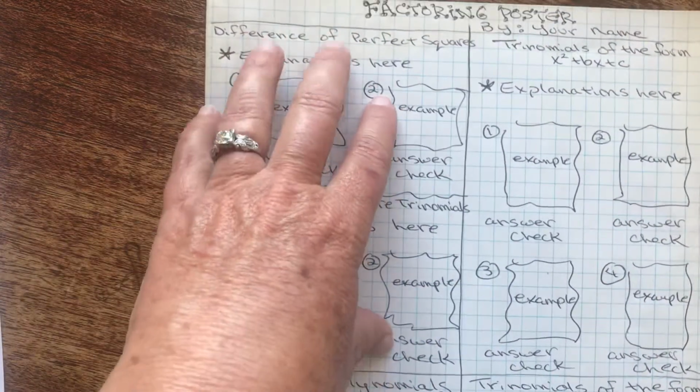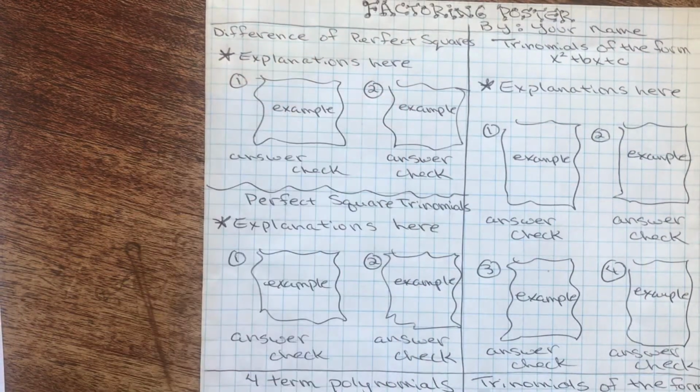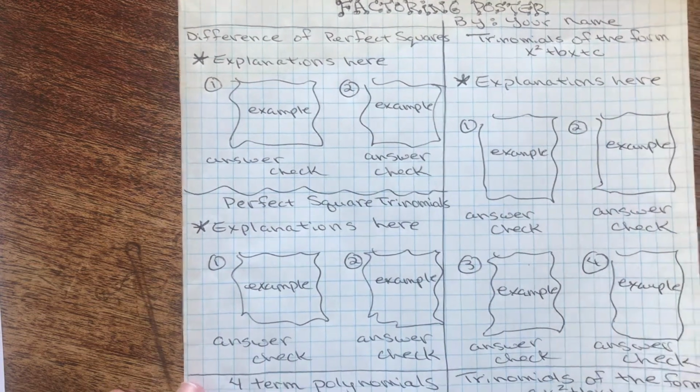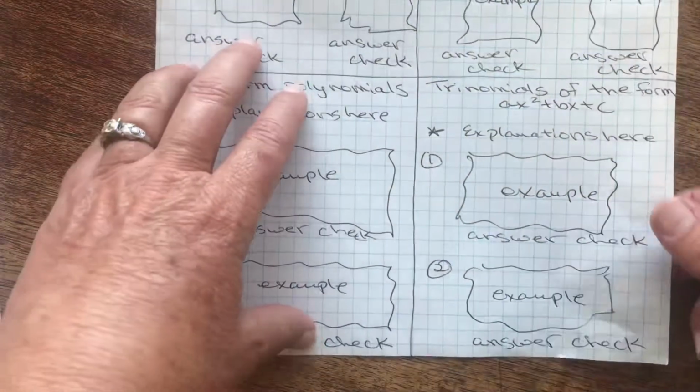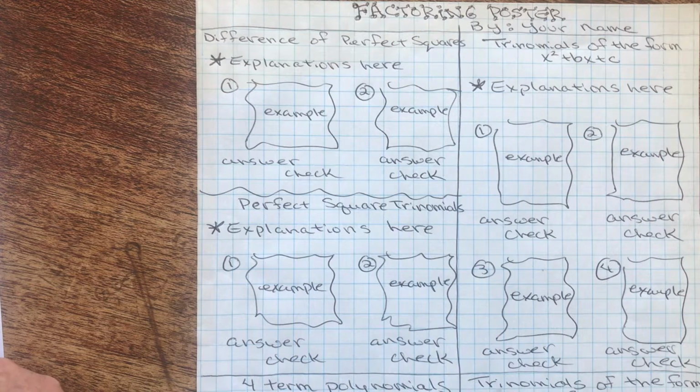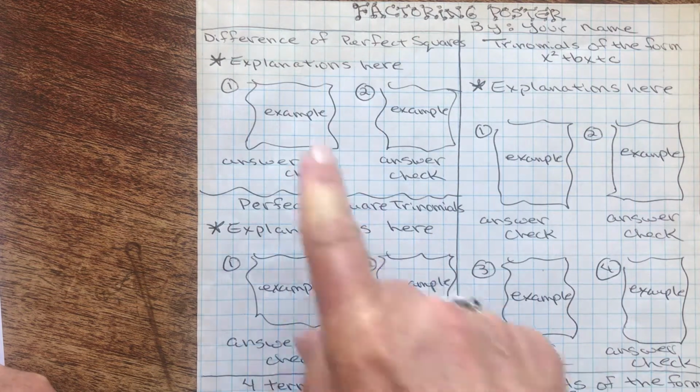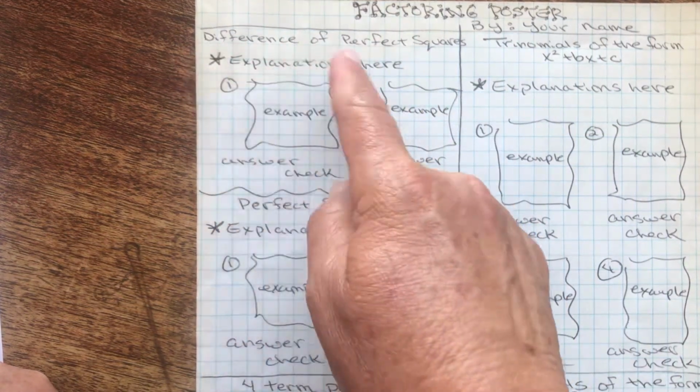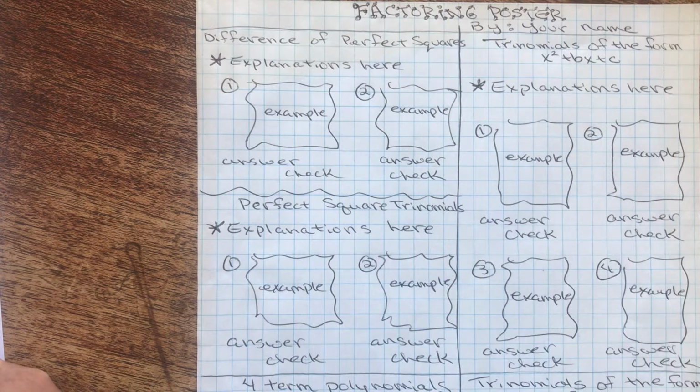The first part should be difference of perfect squares and perfect square trinomials. And again, you can see 1, 2, 3, 4 big rectangles. The first rectangle is difference of perfect squares and perfect square trinomials. I have a section where I can explain what a difference of perfect squares is. So that's where you're going to want to express, hey, what does a difference of perfect squares look like? What are the steps to factor it? And maybe how do I go about checking my answer?